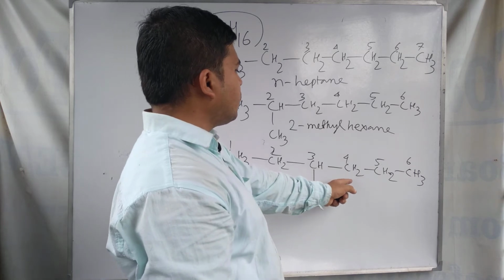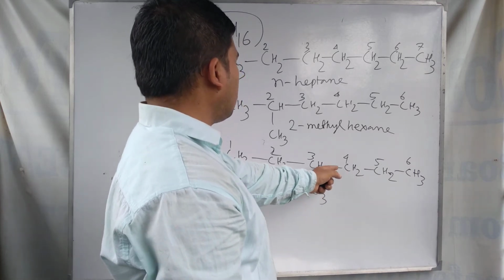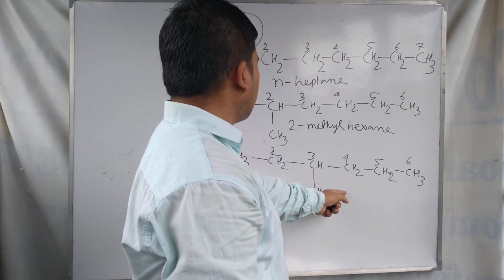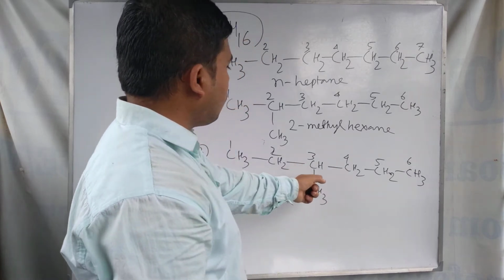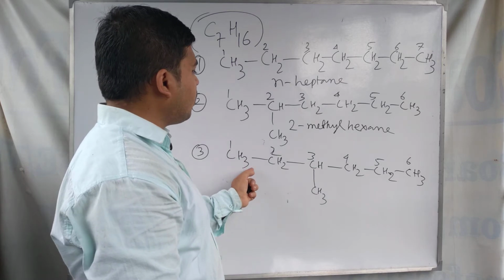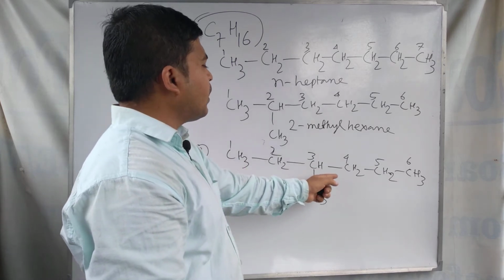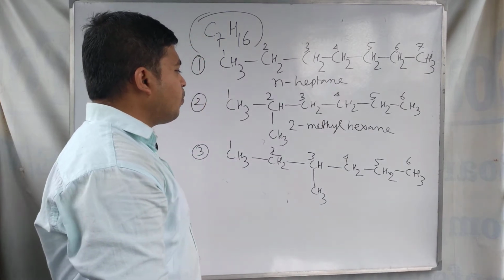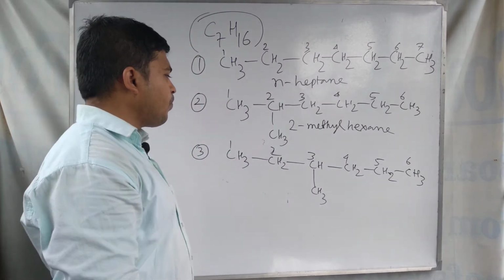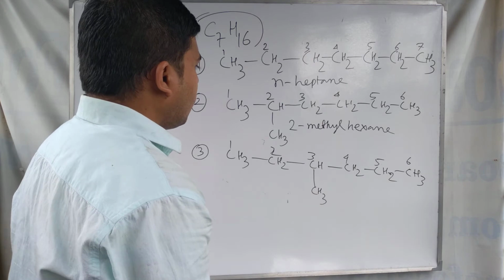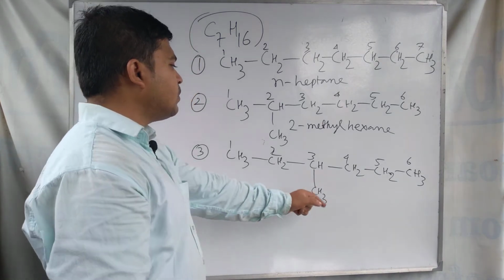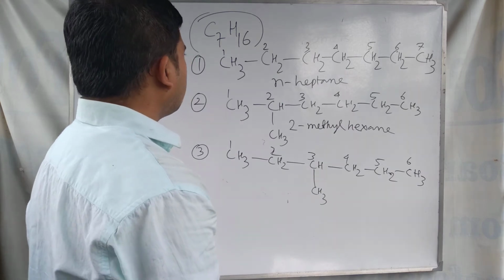if we move this methyl group in this position, means in the 3 number position, then alternatively we draw this molecule. So we cannot write this branch here in the 4 number position. Now we have to draw what? We have to take more number of carbons in the branch to make the other isomers.